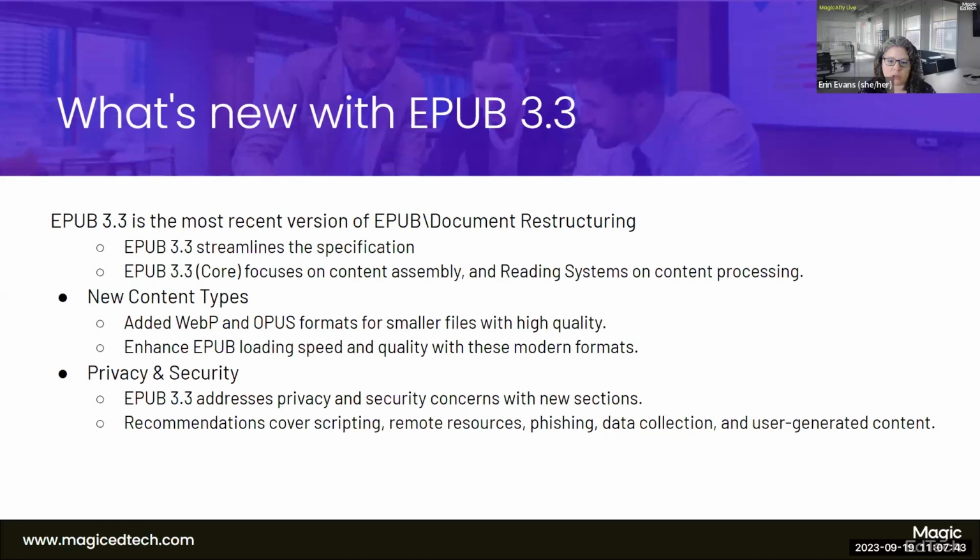The new content types that you can now include in your ePubs are WebP, which is a modern image format that is designed specifically for websites. You can have smaller files in there, therefore making the overall size of your ePub smaller, which improves its efficiency as you're reading through it. And also Opus, which is an open source audio codec that is also optimized for the web. So those new content types are able to enhance the ePub loading speed and the quality as we move forward.